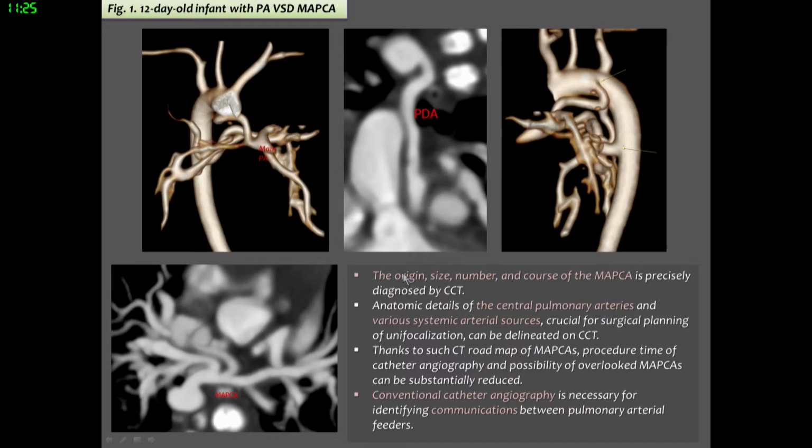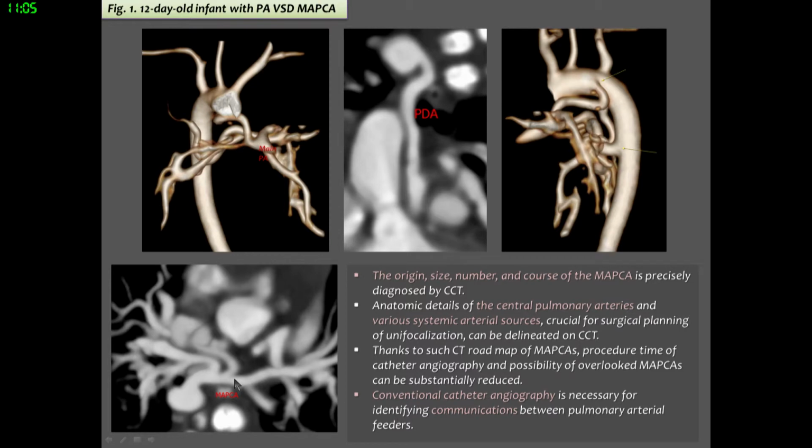This is a 12-day-old infant with PA-VSD and MAPCA. The origin, size, number, and course of the MAPCA is precisely diagnosed by CCT. Anatomic details of the central pulmonary arteries and various systemic arterial sources crucial for surgical planning of unifocalization can be delineated on CCT.